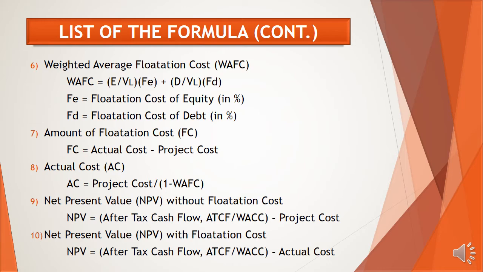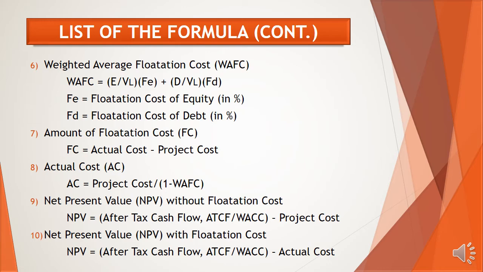Okay, so next is formula number 7, which is regarding the amount of flotation cost, or FC. The FC formula is equal to actual cost minus the project cost. And to get the actual cost, the formula is formula number 8. Actual cost is equal to project cost divided by 1 minus WAFC.